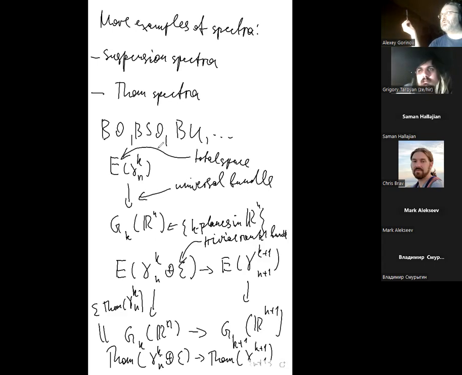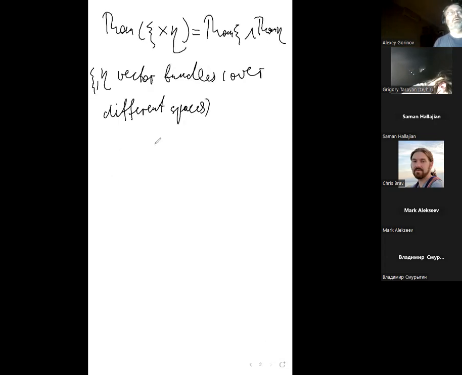It's not specifically related to Thom spectra. It works for all spectra. Okay. Anyway, we can continue. Okay, so let's define a slightly different spectrum.